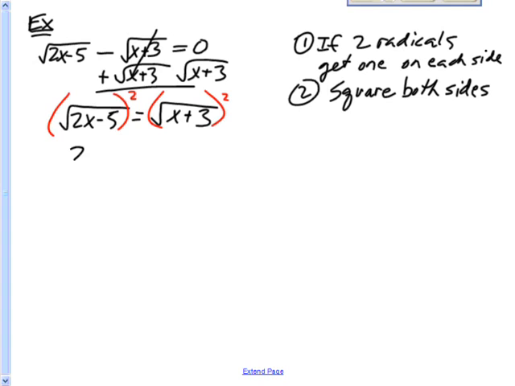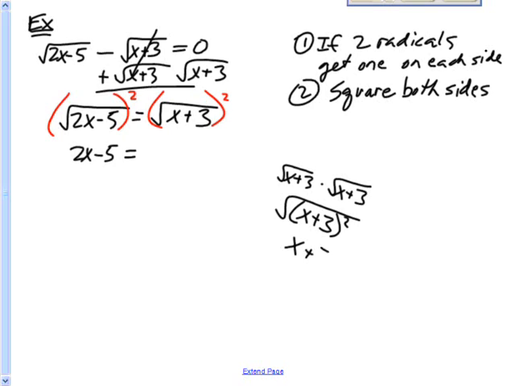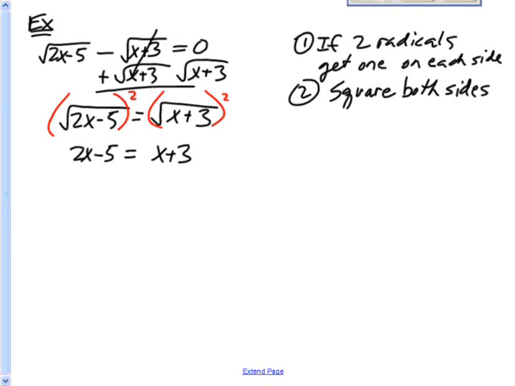So anyways, square root of 2x minus 5 times another square root of 2x minus 5 is just 2x minus 5, right? Same thing with that. Square root of x plus 3 times another square root of x plus 3 is just x plus 3, right? So it sort of undoes that radical, if you will. And then we just go ahead and finish solving this.